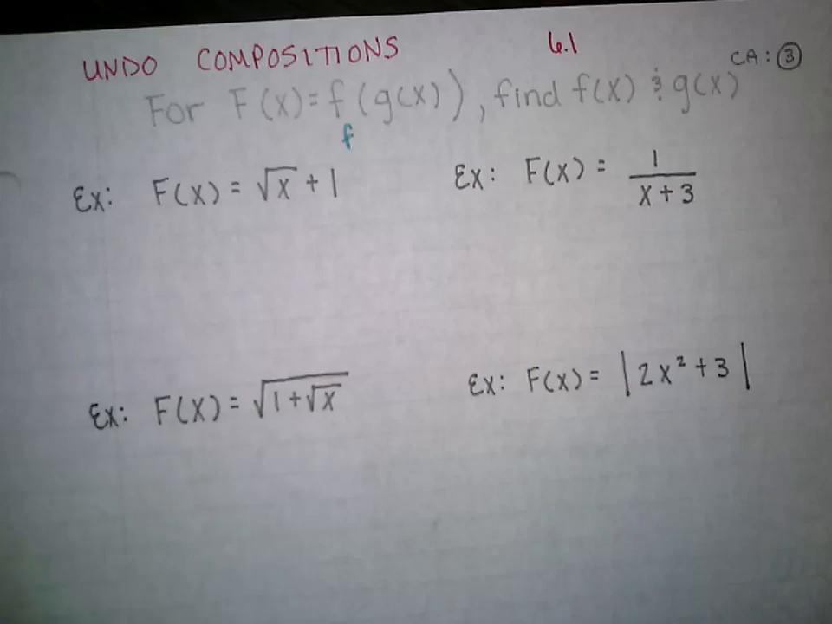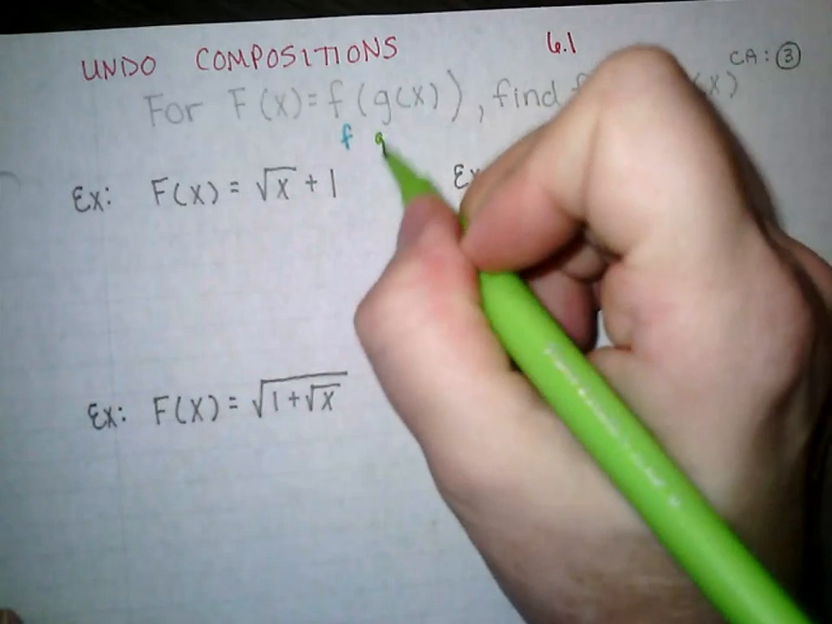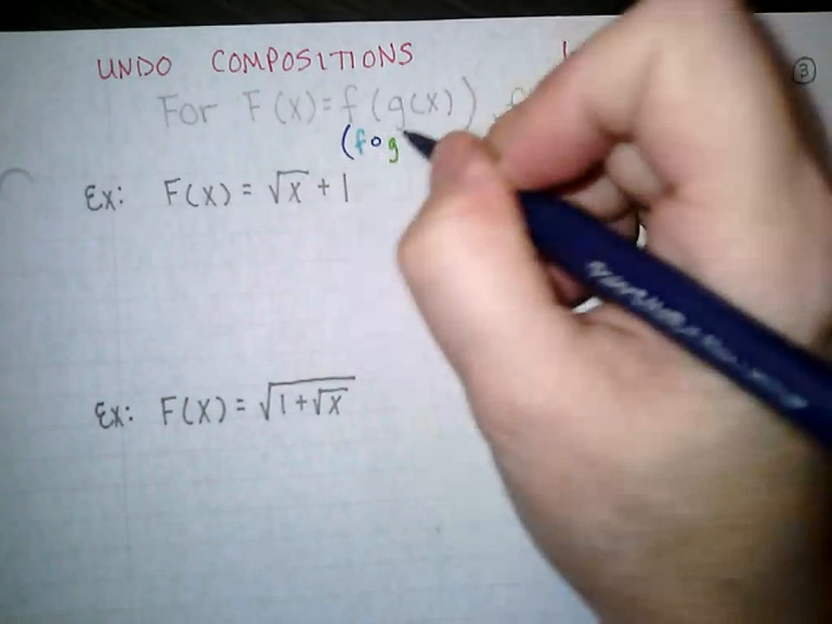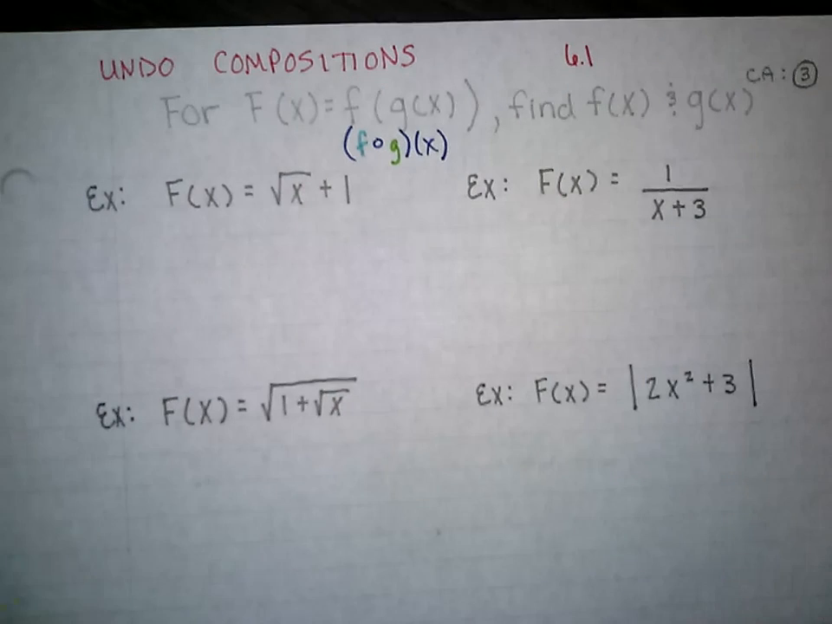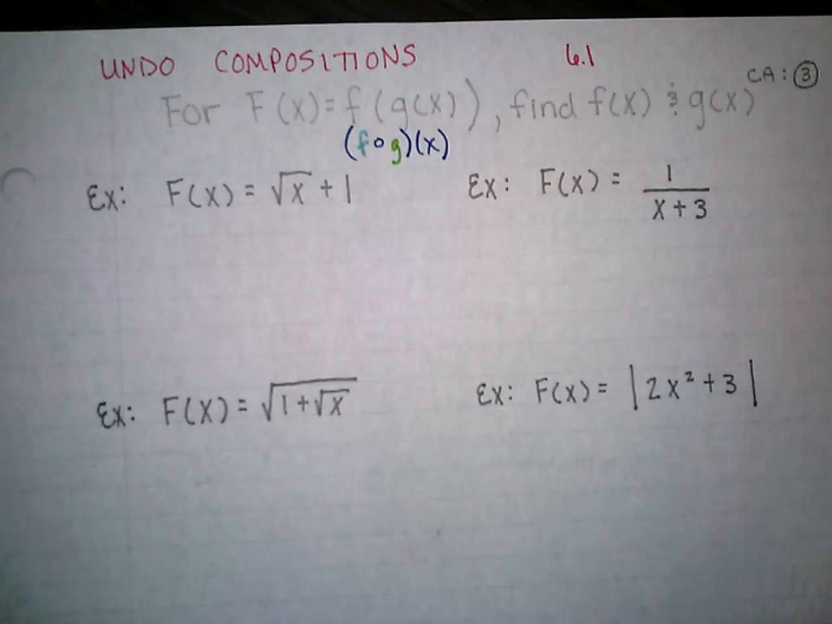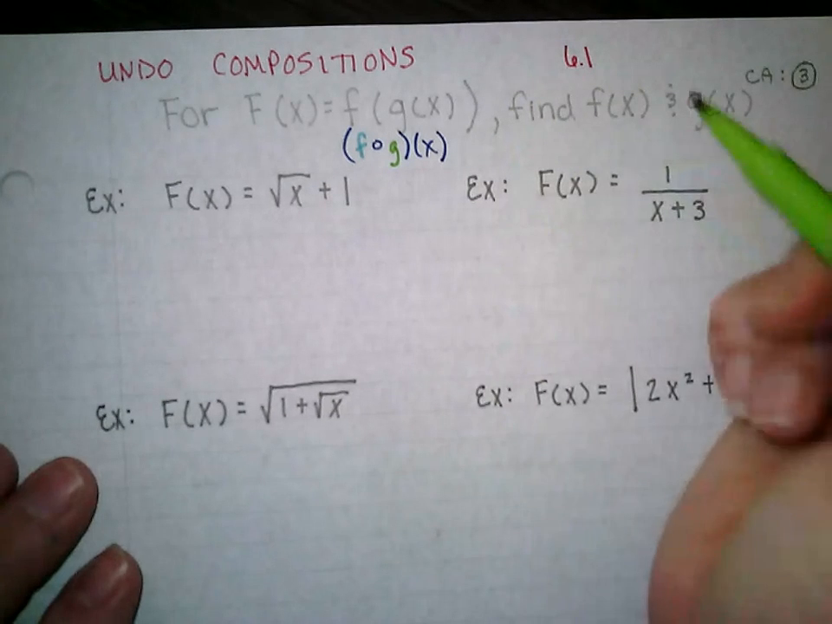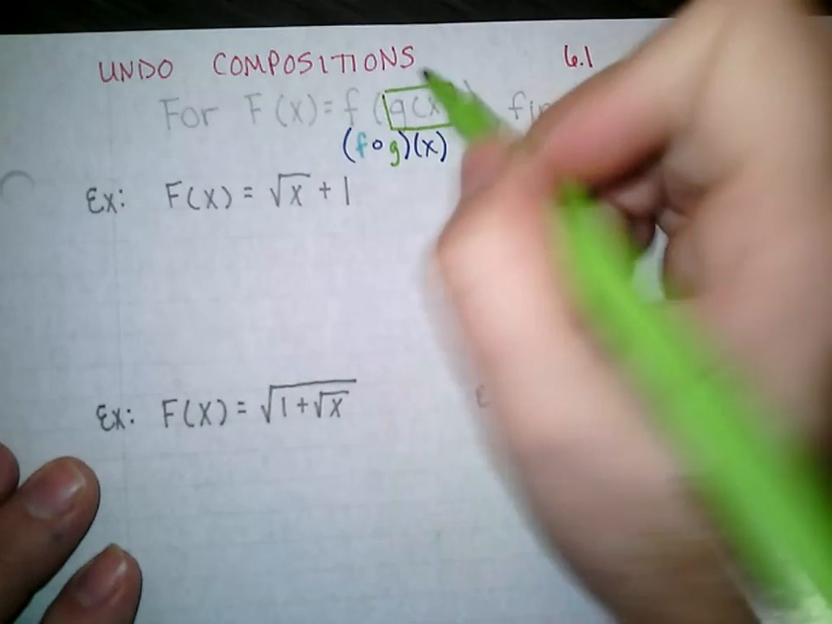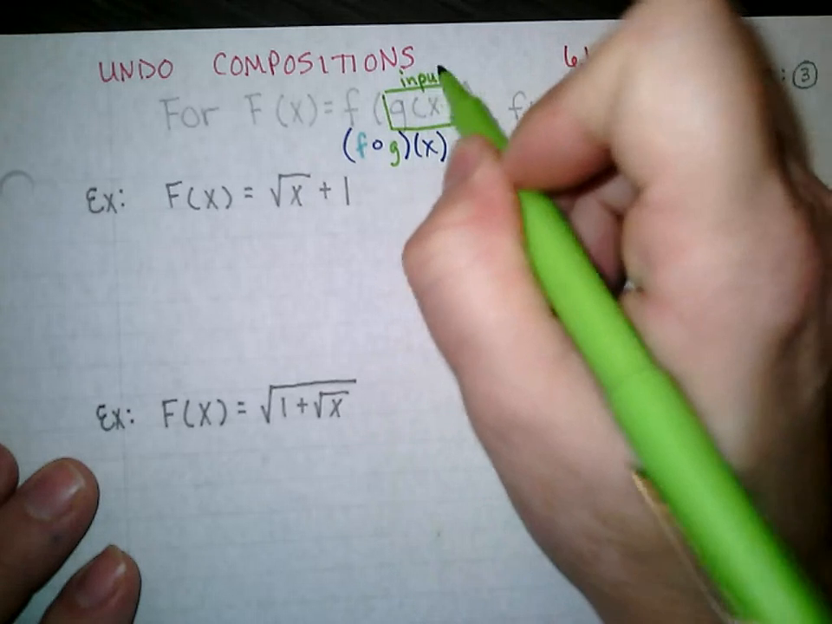So f circle g of x. Hang on. Neutral color here. f circle g of x. So we're supposed to find f of x and g of x. So f of x is going to be our input function. Oh, backwards. g of x is going to be our input function. My bad. So this is our input function.